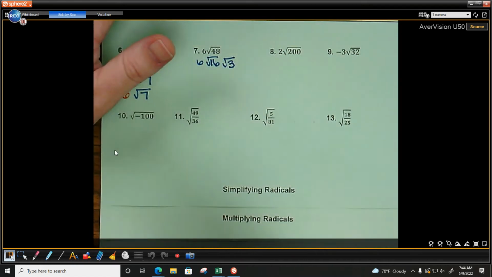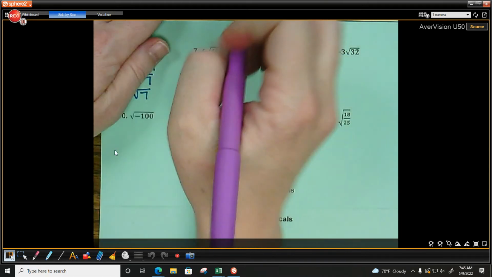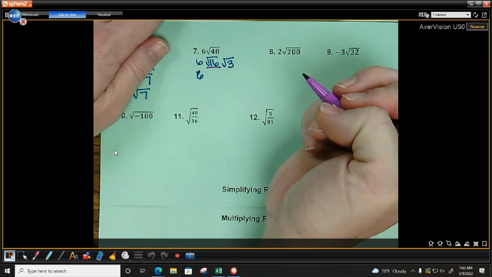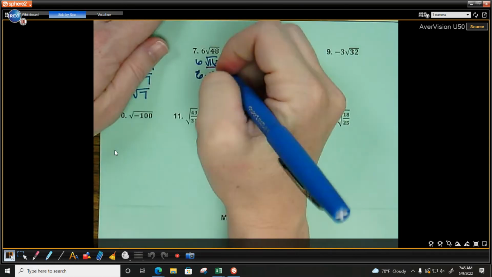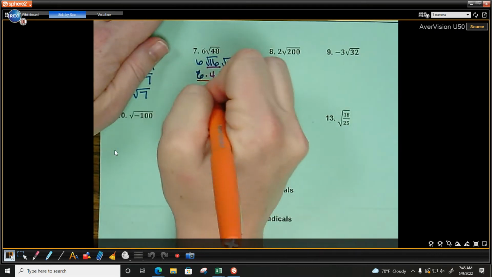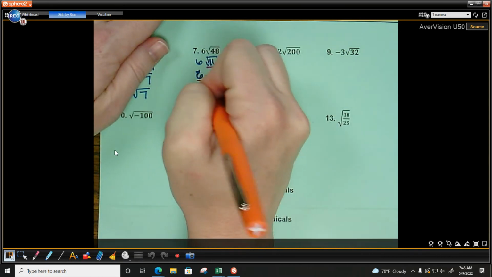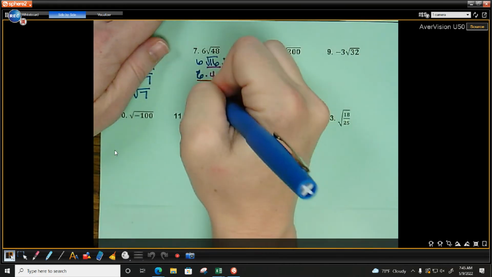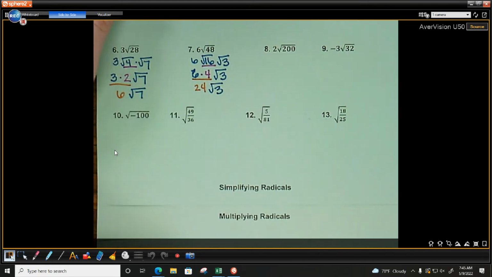Notice how, again, I put my perfect square before my non-perfect square. So 6. What is the square root of 16, guys? 4. Square root 3. What's 6 times 4? 24. Square root 3. What should I do next?